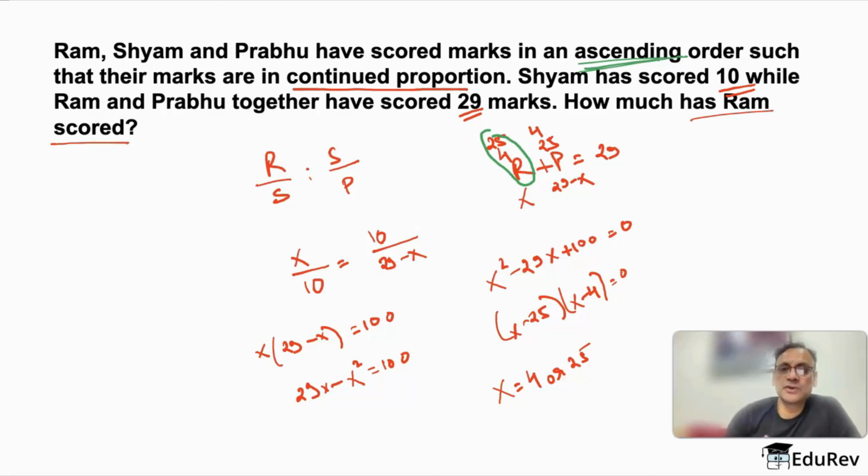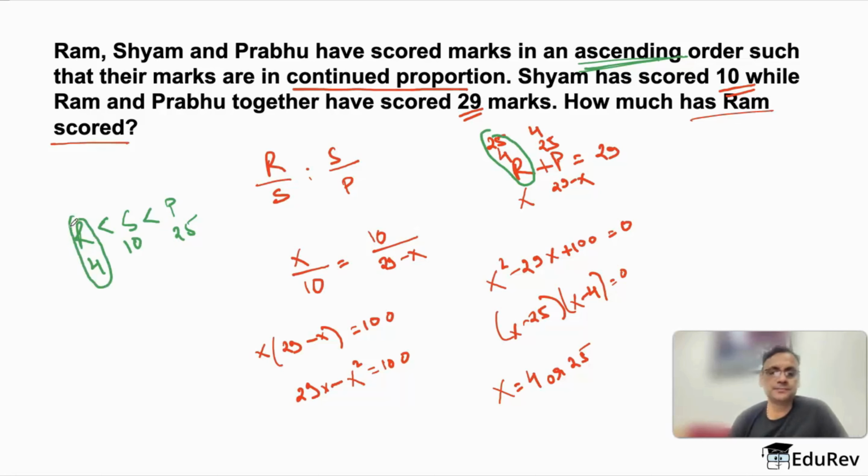Ram, Shyam and Prabhu have scored marks in ascending order. That means an increasing order. So Ram has less than Shyam and Shyam has less than Prabhu. The marks are in increasing order. This is 10. So Ram must have less than 10. So between 25 and 4, you'll have to ignore 25 and you'll have to take 4. That means you'll have to give 25 here. Hence, Ram has scored 4 marks.